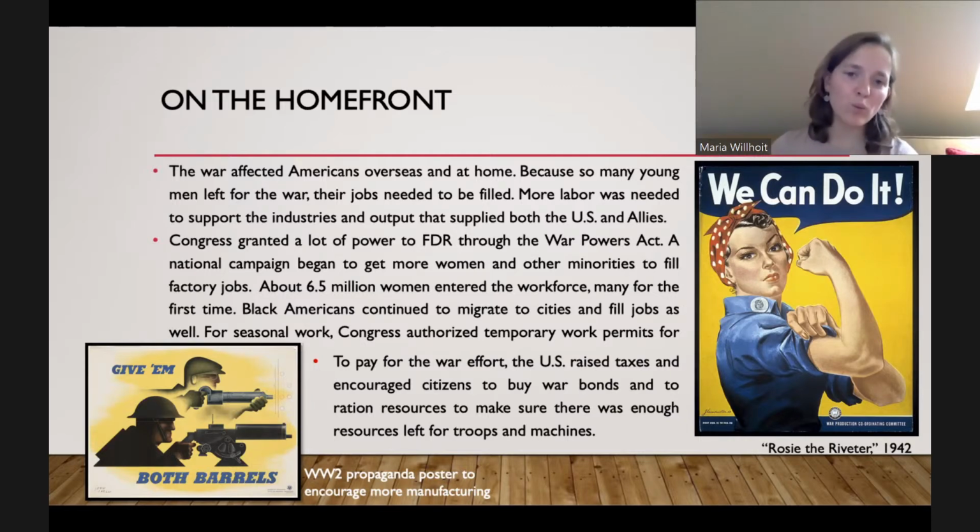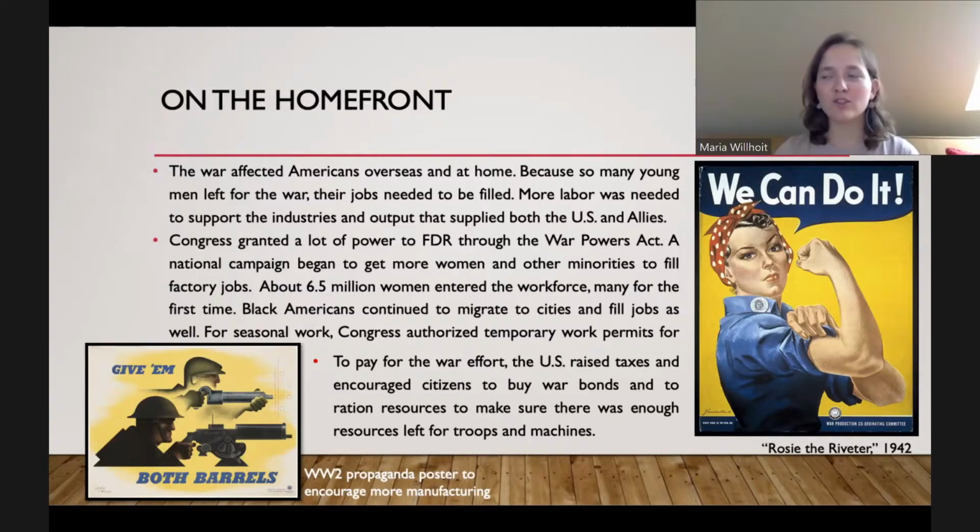And to pay for the war effort, the US raises taxes, and it encourages citizens to buy war bonds. It's not what people like. Obviously, no one likes increased taxes, but people understood this is what needed to happen. This was necessary for the US to win the war, to have a total war. And also, the US required citizens to ration their resources to make sure that there are resources left for troops and machines.